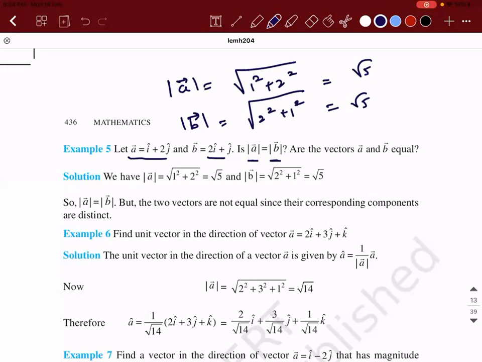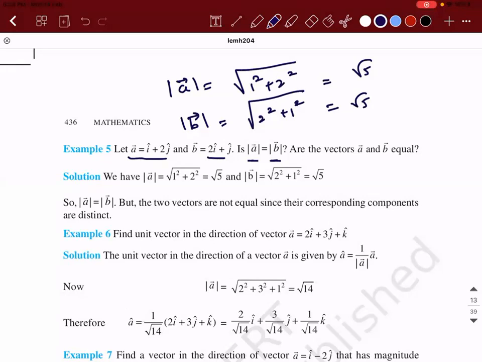But are they both equal? No. They are not equal, because although the magnitudes are equal, the coefficients, that is the components, are different. More technically, they are called components, and they are not the same.